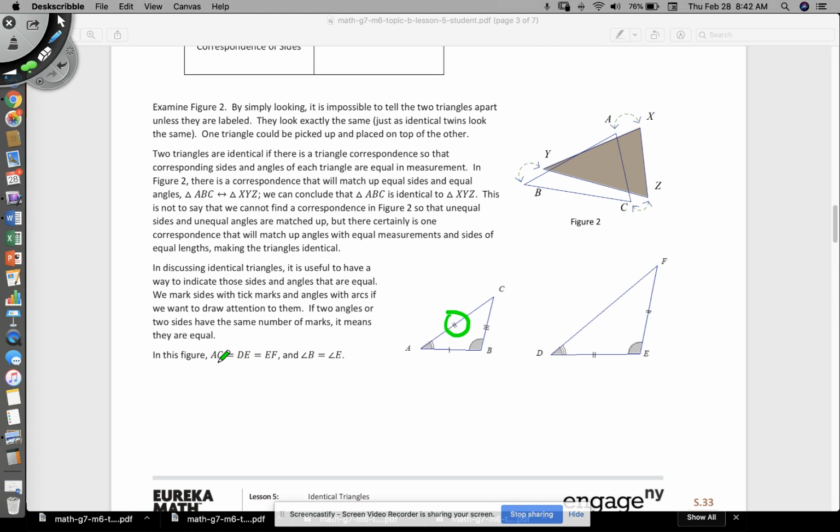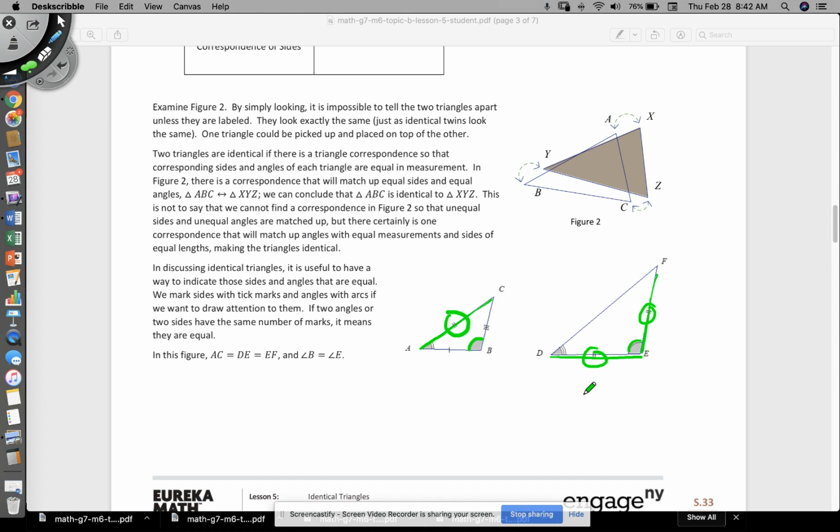So you can see here AC is equal to DE, and they both have 2 tack marks. But it's also equal to EF. Now, what does that mean? That means that all 3 of these have the same length measurement. And then we have angle B is equal to angle E. And that's because of the location of those 2 sides.